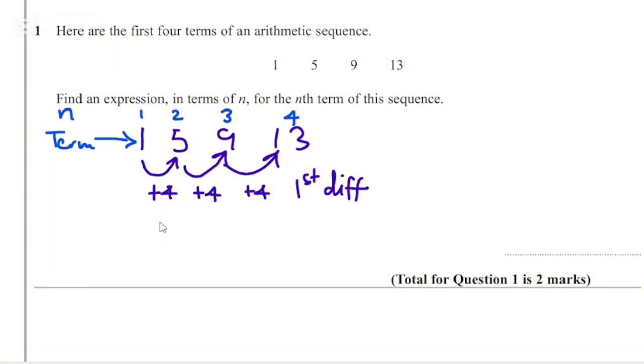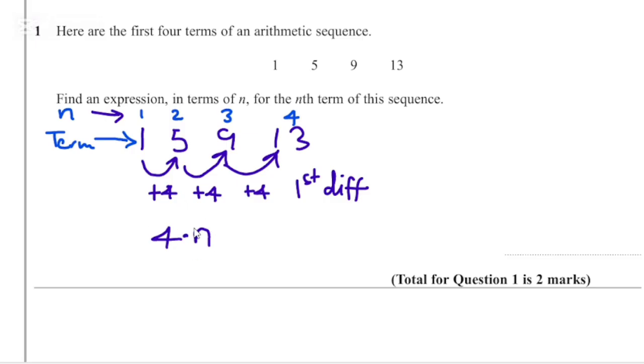Now, to come up with the nth term, we are going to use the first difference. We are going to say 4, which is the first difference, times the position number. So 4 times position number n, remember we said n is standing for the position number. If you say 4 times position number 1, are we getting the first term, which is 1? No. So if not, then we need to do something.